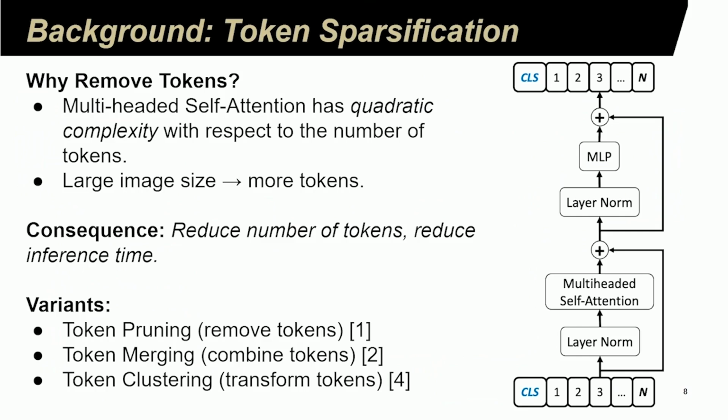There are 3 common methods for token removal. The first is called token pooling. The second common method is called token merging. Basically, we combine different tokens into fewer tokens. Then the third is called token clustering. We take tokens and transform them in some ways to reduce the number of tokens.